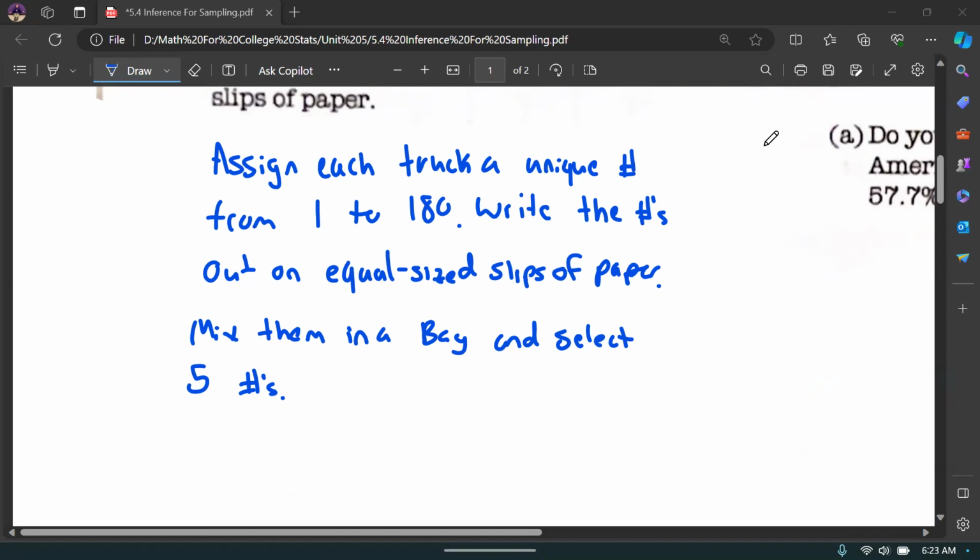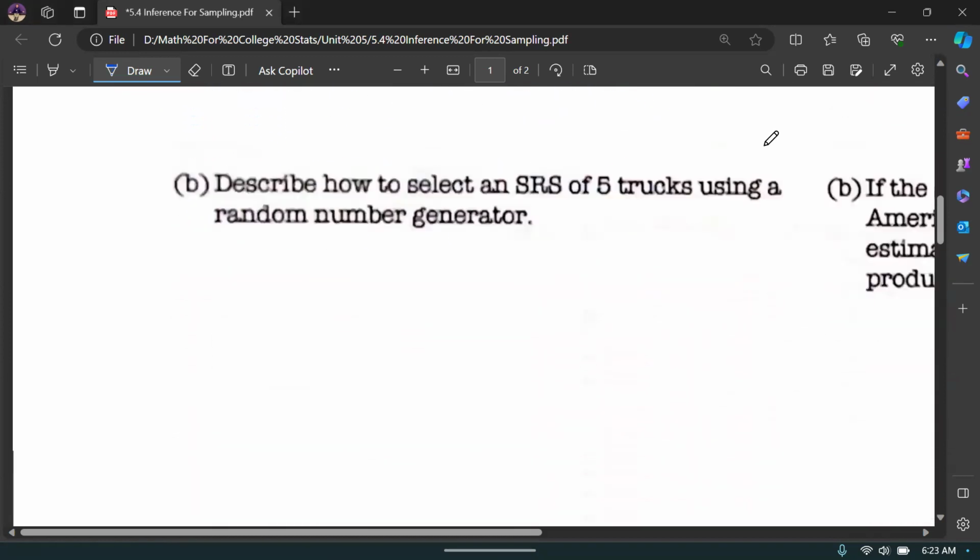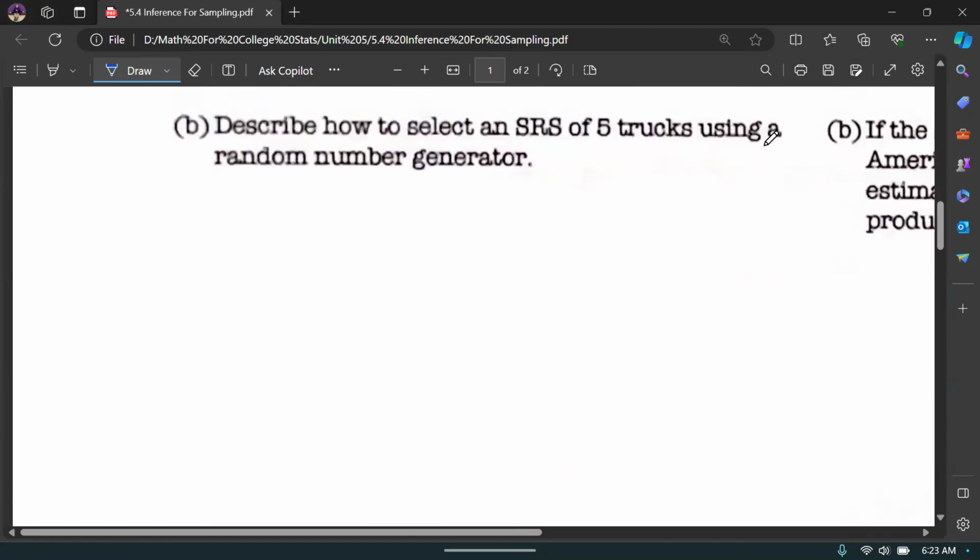I'm going to move on to the question below this. Describe how to select a simple random sample of 5 trucks using a random number generator. Of course, it's very similar. We'll have the same system where we put the numbers 1 to 180, but we'll use a random number generator to generate 5 random numbers, and then we'll choose those 5 trucks.